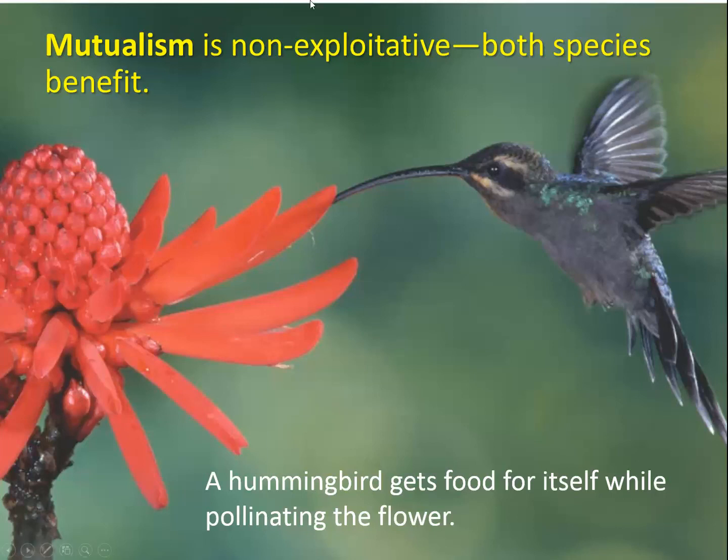So here you have mutualism, non-exploitative. Both species benefit. The hummingbird gets food. The flower gets pollination. So its pollen can go off to other plants. Technically, its sperm can go off to other plants to fertilize those plants.